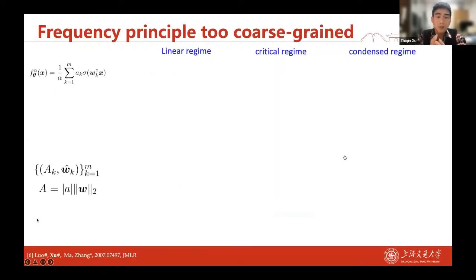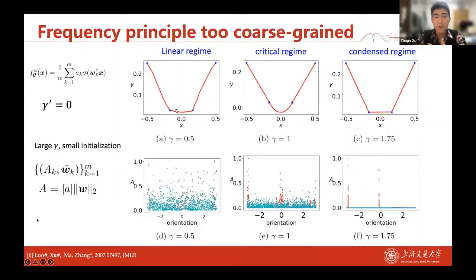However, this frequency principle is too constrained. We found that it's not able to capture all details. So here is an experiment. Suppose we use a two-layer neural network to fit a one-dimensional function, with only 4 data points as the training data. We use different initialization schemes, and we found that in all these 3 cases, they follow the frequency principle, that is from low frequency to high frequency, but the functions they finally learned are very, very different.